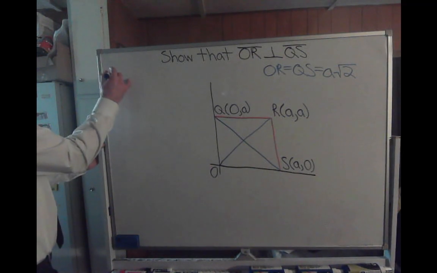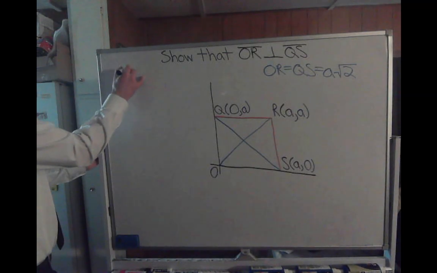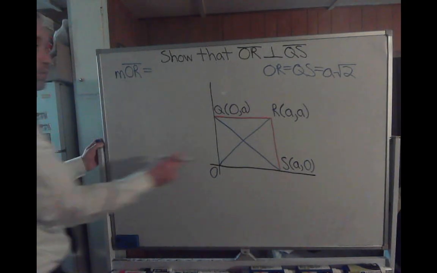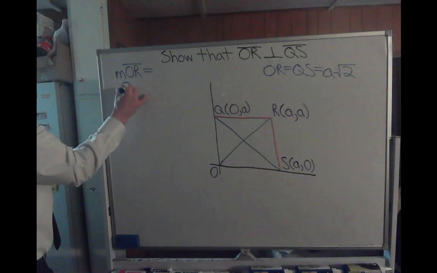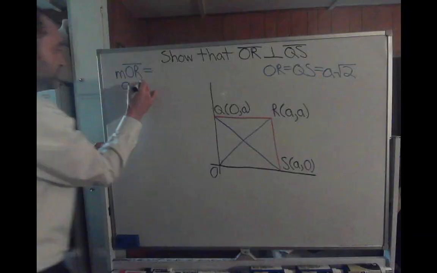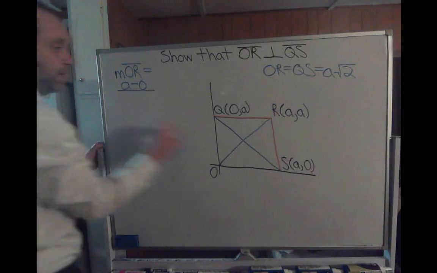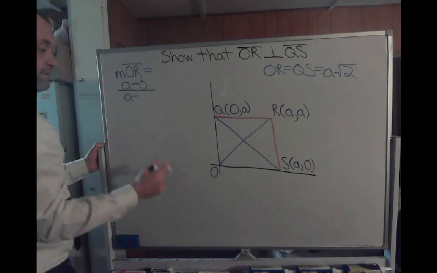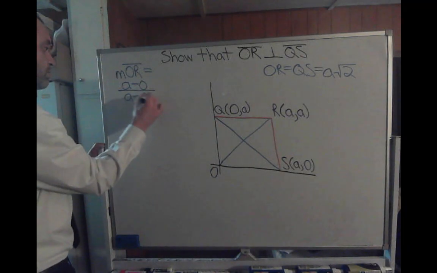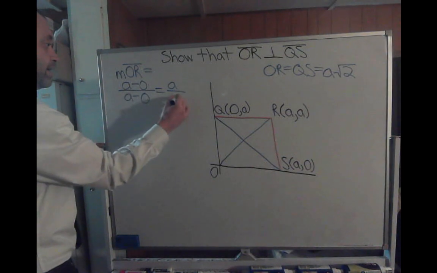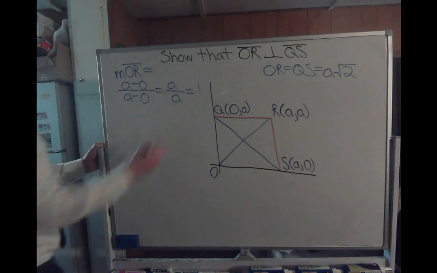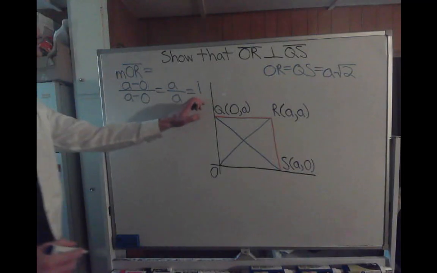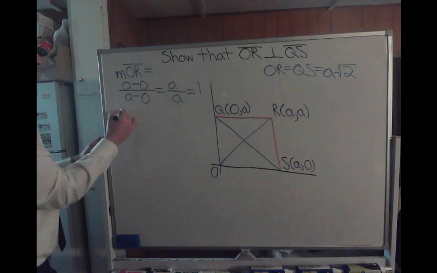So let's take the slope of OR. So the slope of OR, that's going to equal your y2 of A minus your y1 of 0 all over your x2 of A minus your x1 of 0, which would give you A over A, which would give you 1. So the slope of diagonal OR is 1. Now let's find the slope of QS.